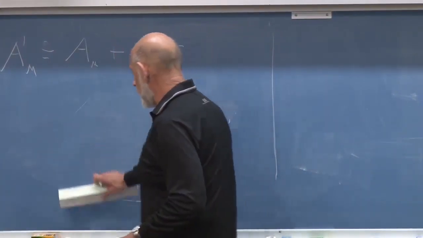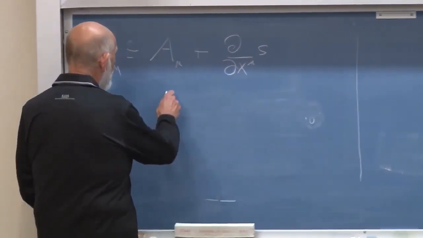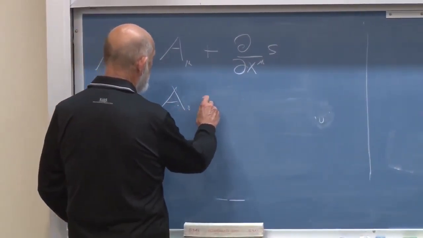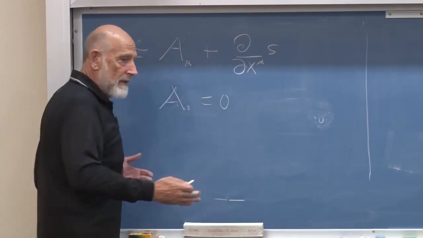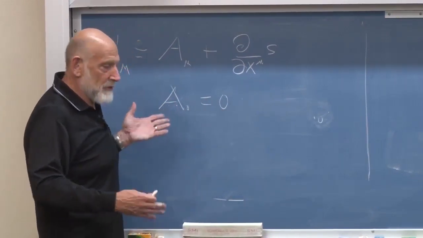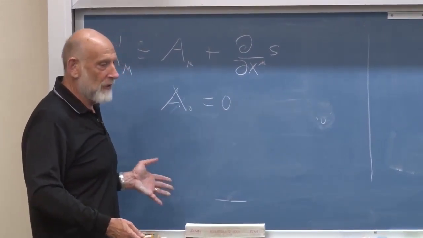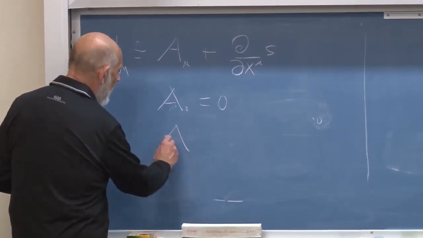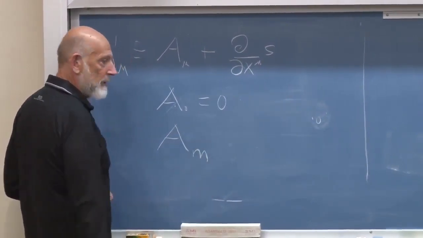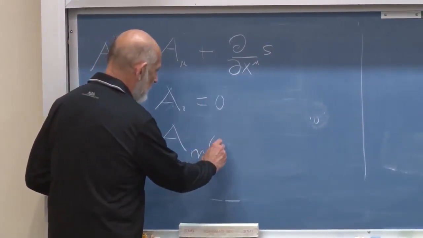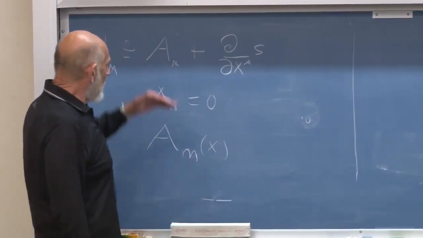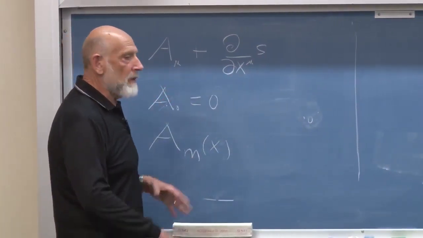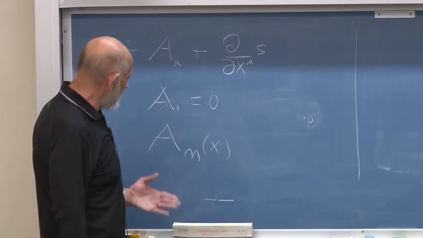But in fact, that changes none of the physics. So we fix A0 equal to 0. That completely eliminates the time component of the vector potential, and all we have left are the space components of the vector potential, A sub m of x. All right, let's suppose we've done that. What then are the electric and magnetic fields?